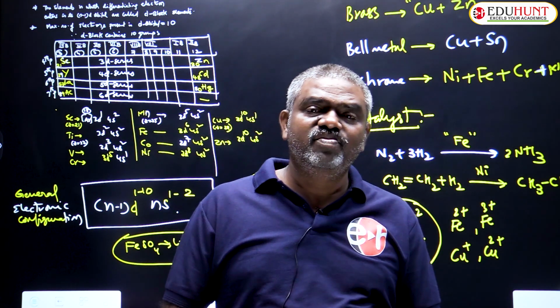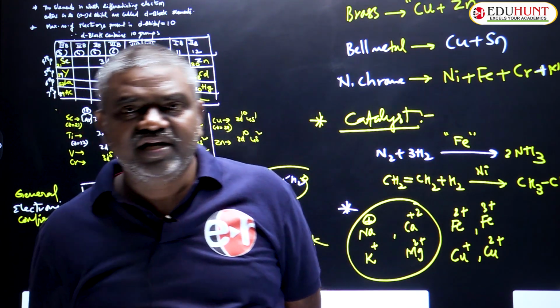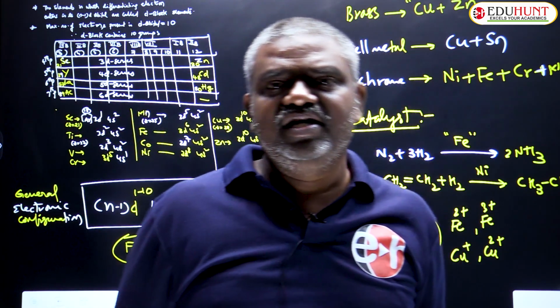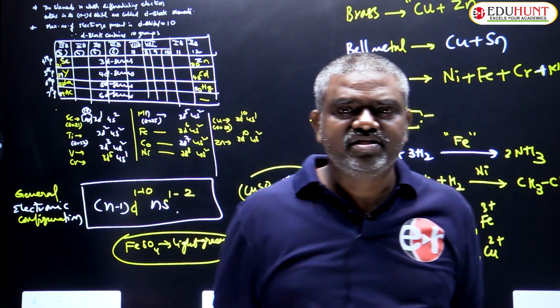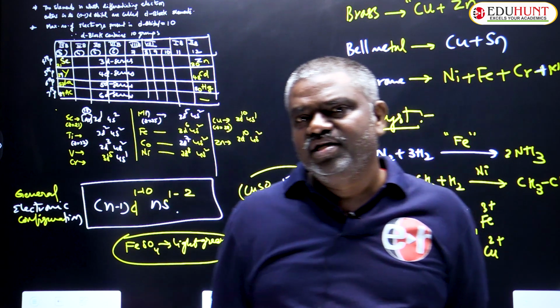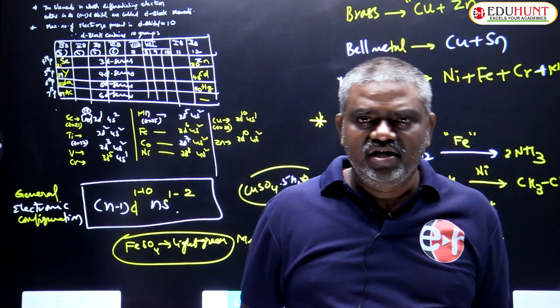D block metal ions exhibit colors, and D block metal ions exhibit magnetic characters. So many typical characteristics are exhibited by D block elements. It is because of the large number of unpaired d electrons present in the d orbital.